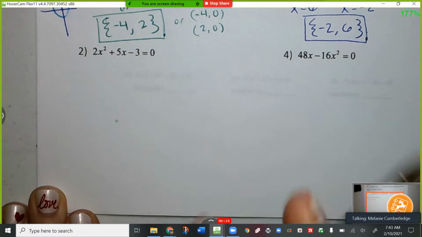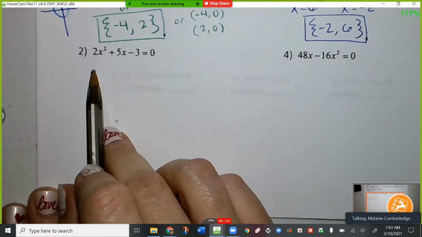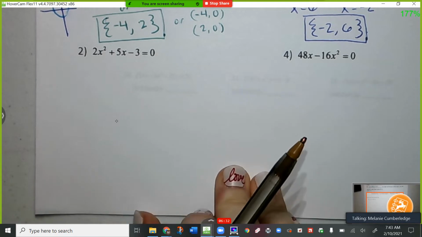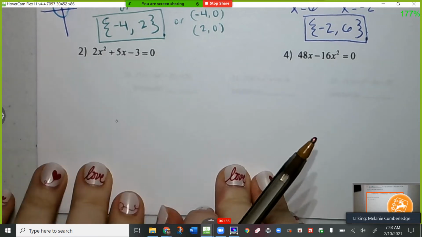Here, it is in order. Okay, there is no GCF: 2, 5, and 3. There's no GCF, because remember, those are still the basics. We still have to check for those things. Okay, so here, we need to start by factoring.